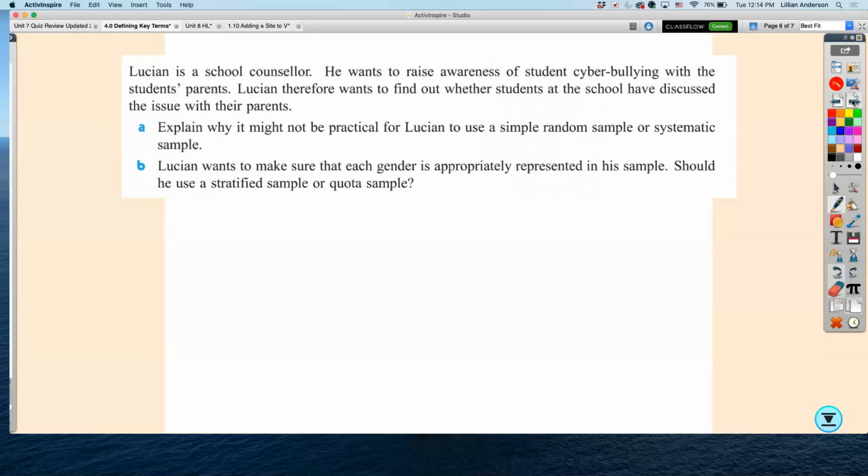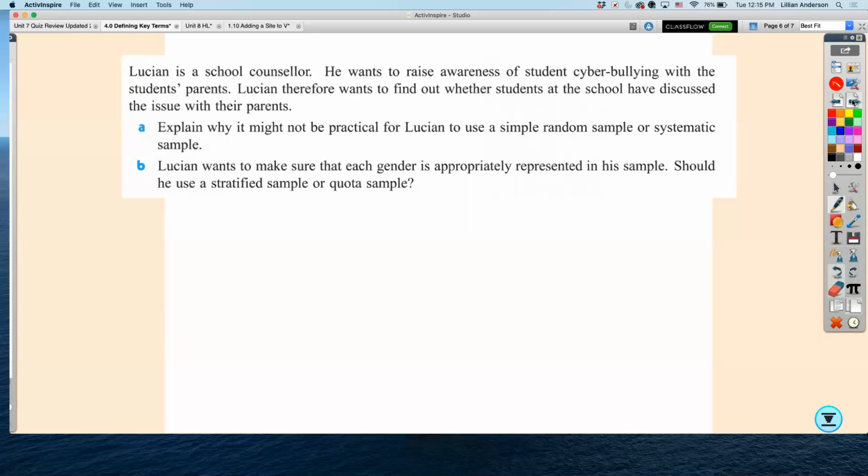Okay, so doing a simple random sample or systematic sample might not be in your best interest because of these different types of variables that I was talking about earlier. So which one should you do? So here we go. Lucian wants to make sure that each gender is appropriately represented in his sample. So should he use stratified sampling or quota sampling?